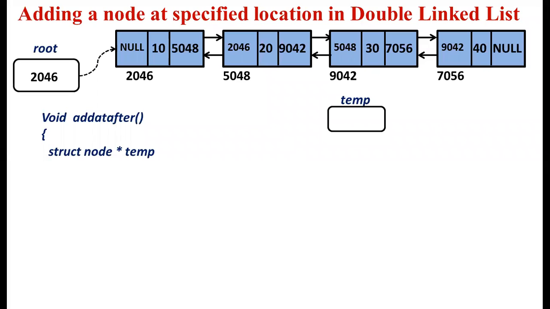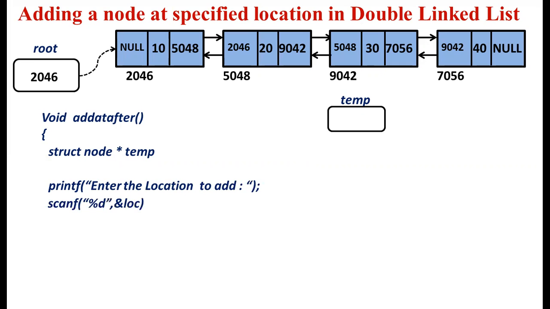Then we have to read the location where we have to add the node. That is the location after which we have to add the new node. So here we need to display the information saying printf enter the location to be added for adding the new node. So using the scanf function, we need to read the location into one variable called LOC. So we have to declare that variable LOC.